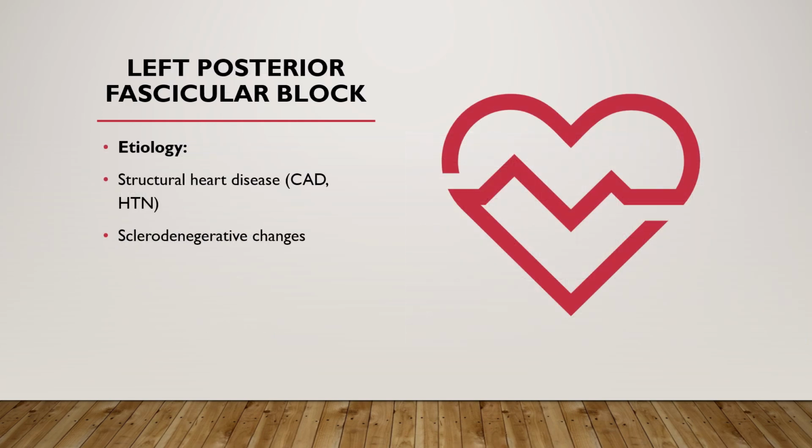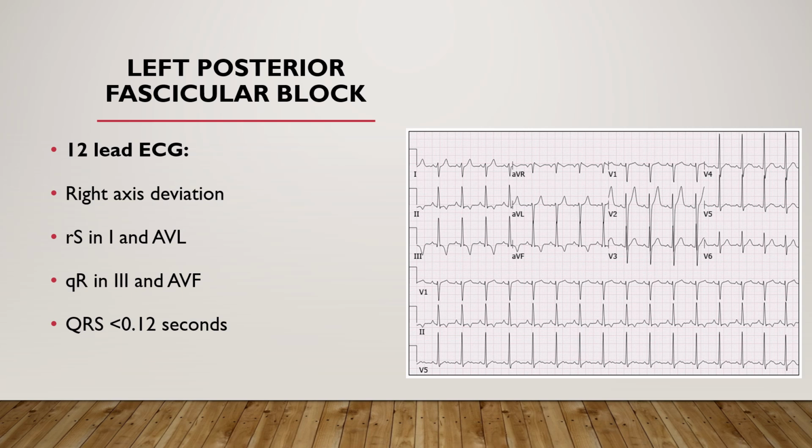Left posterior fascicular block next. The etiology is quite similar to the left anterior fascicular block. So how does it present on a 12-lead EKG? In comparison to the left anterior fascicular block, the right axis deviation will be present. You'll often see RS pattern in leads 1 and AVL, QR pattern in leads 3 and AVF, and like in left anterior fascicular block, QRS will be less than 0.12 seconds.